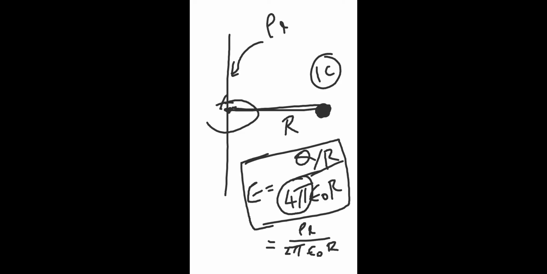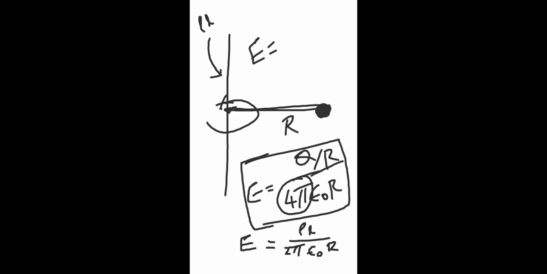So what is your final electric field due to line charge? Rho L divided by 2 pi epsilon naught R. What is R, sir? Your perpendicular distance from the line containing the charges. So what is my final answer? Due to the line containing rho L, I can calculate the electric field at any point with this formula: rho L divided by 2 pi epsilon naught R.